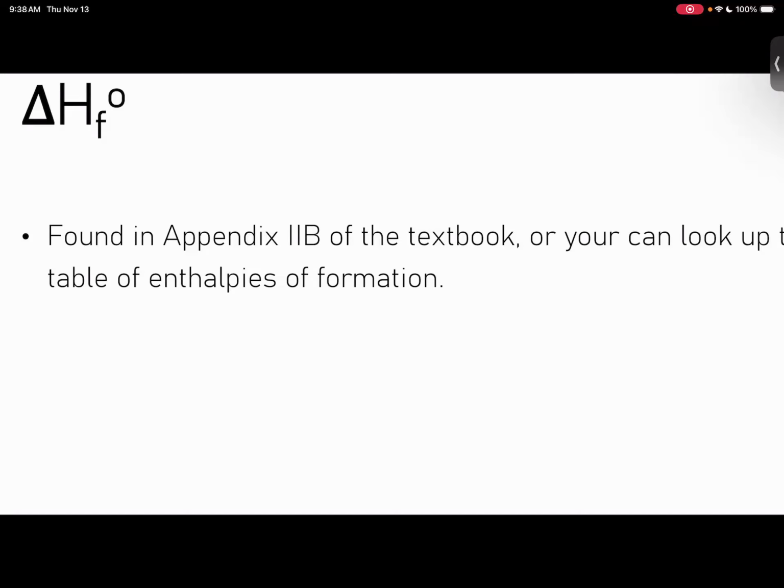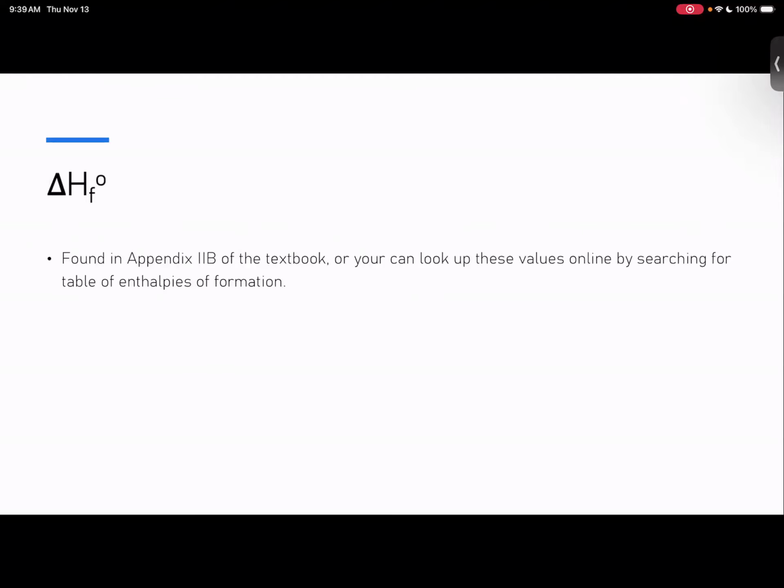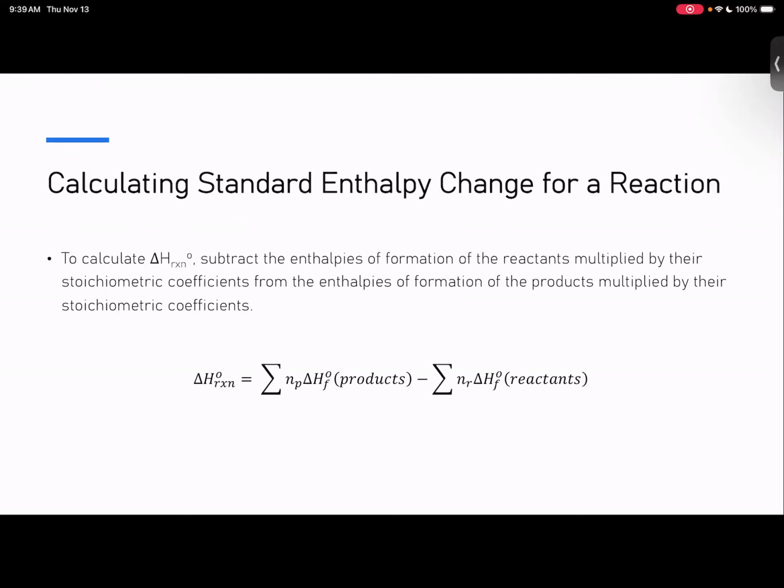Or if you have a textbook, you can look in Appendix B. Now, for this lecture and for the optional homework, I looked up the standard enthalpies of formation, and I believe I've written them directly under the substances. So let's talk about how we use these standard enthalpies of formation in order to find the enthalpy of reaction.